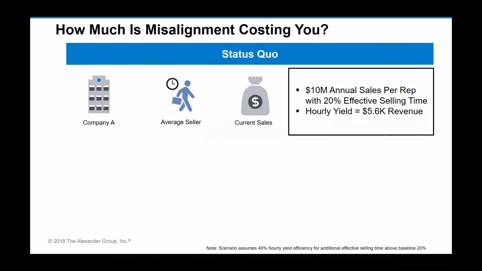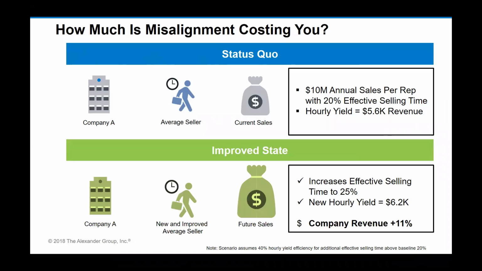Consider the following scenario. Company A makes $1 billion a year in revenue, and their average seller only spends 20% of their time in engaged selling activities, but makes $10 million in annual sales. Increasing selling time by just 5 percentage points could translate to sales growth upwards of 10%. Looking at alignment from this perspective, we start to see more clearly what's at stake here. I'm going to hand it back to Davis to discuss how you can better understand alignment in your organization.